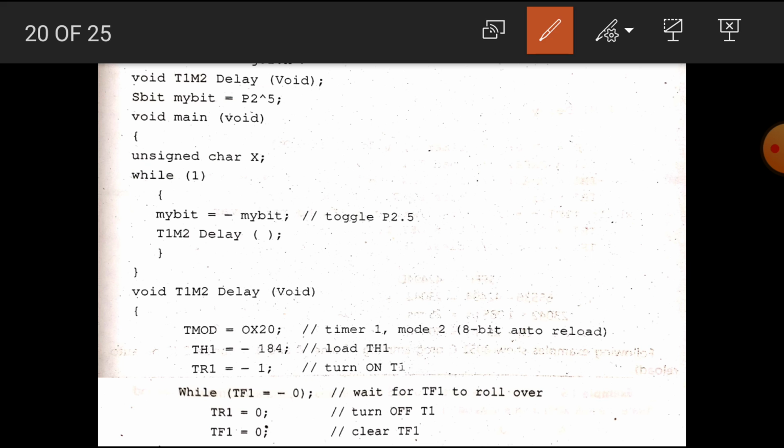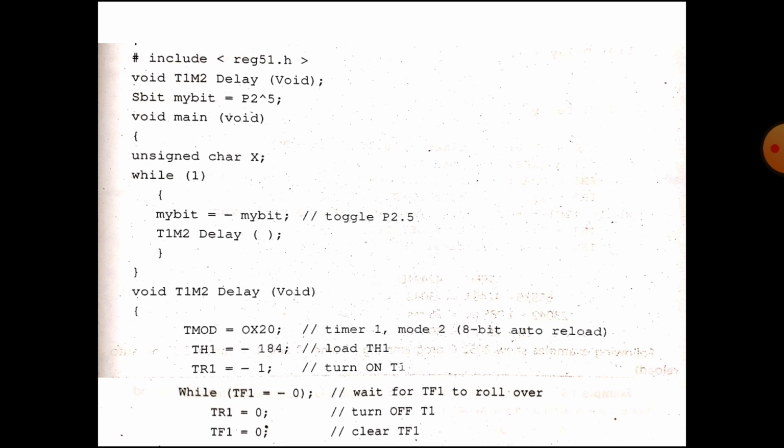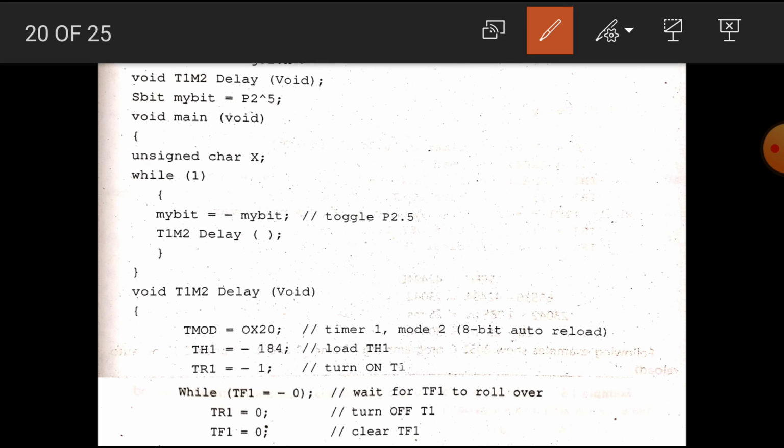let's see the program. #include <reg51.h>, void T1M2Delay(void), sbit mybit equal to P2.5. void main(void), opening bracket, unsigned char x. While(1), that means repeat forever, opening bracket, mybit is equal to complement of mybit, that means toggle P2.5. T1M2Delay. After this, jump to this delay subroutine.